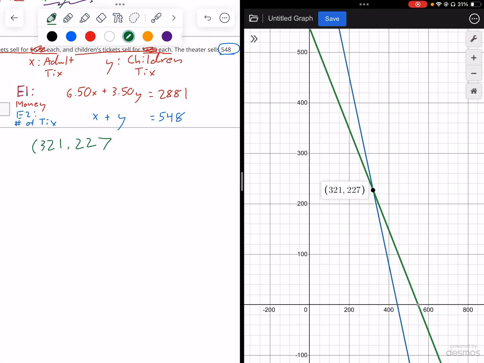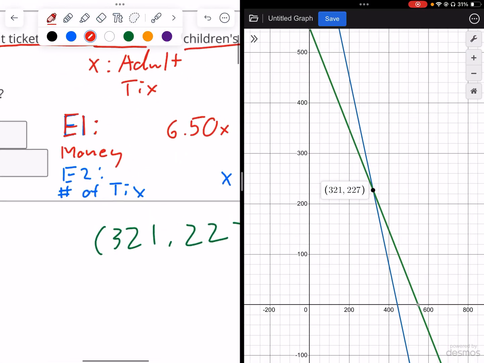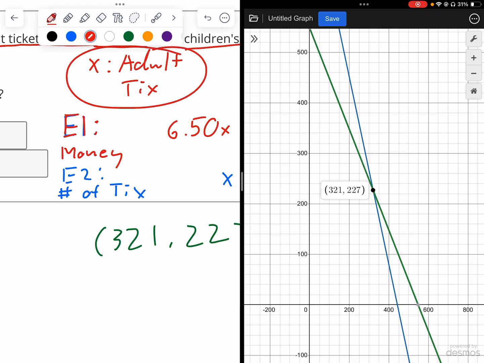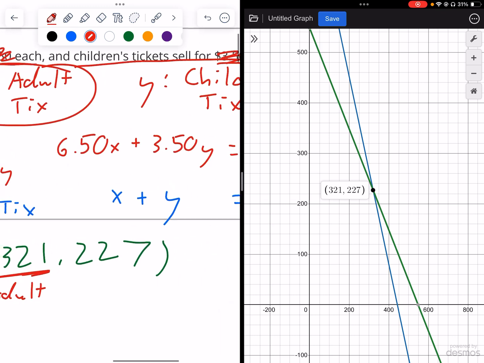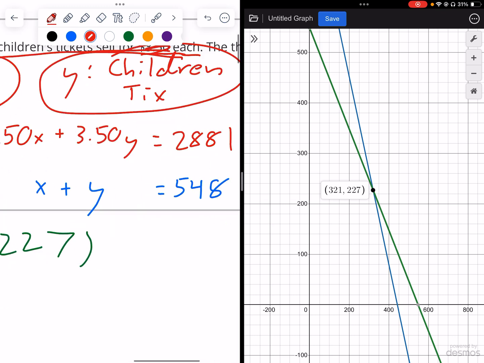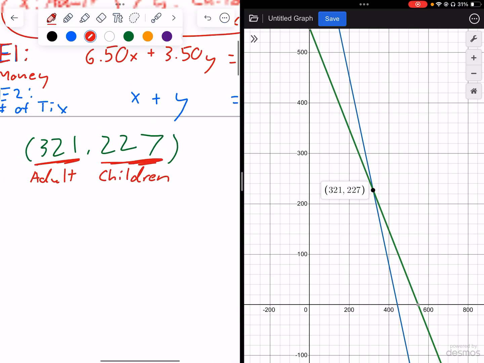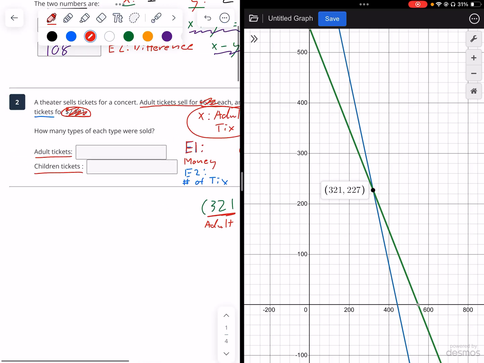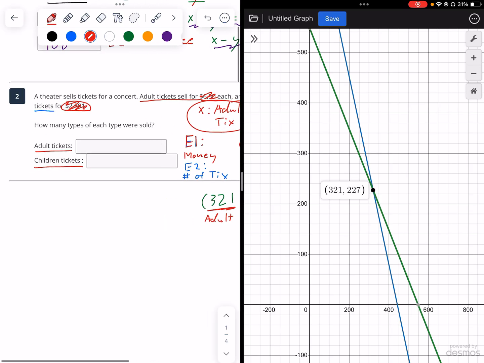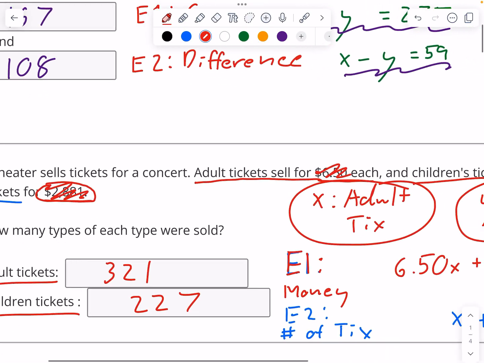We hopefully are okay that our adult tickets were our X value, which means that this is adult, and that our child tickets were our Y value. So this is our children. Putting those two things together, then we sold 321 adult tickets, 227 children tickets. Again, that should be pretty doable.